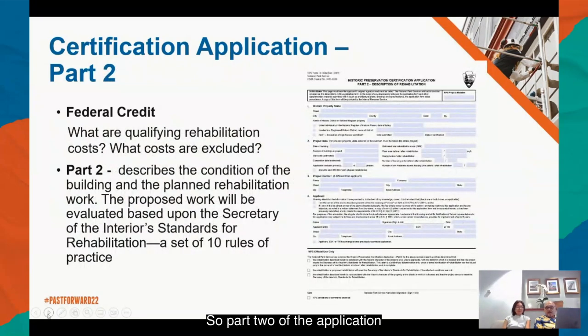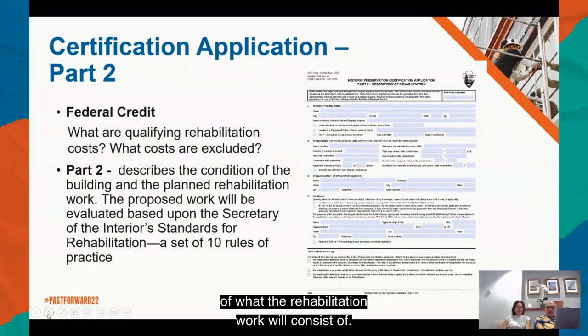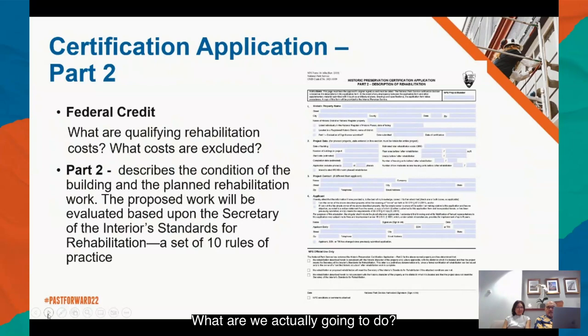So part two of the application is essentially a description of what the rehabilitation work will consist of. And there needs to be in there a consideration of how we are going to apply the Secretary's standards for rehabilitation projects to this particular project. What are we actually going to do?